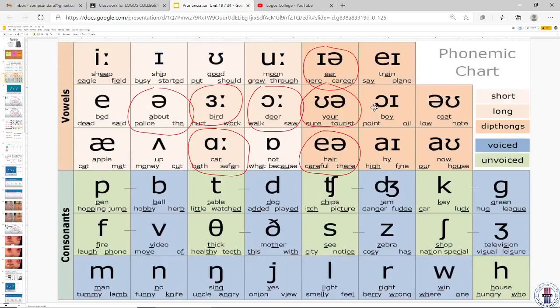So this is the British IPA chart that you have in your book. I circled the seven R-colored vowels in American English. Some sites, some units, some books might say there's 8. Some might say there's 6. But most people agree that there are 7 R-colored vowel sounds in American English. And they're all circled right here for you.